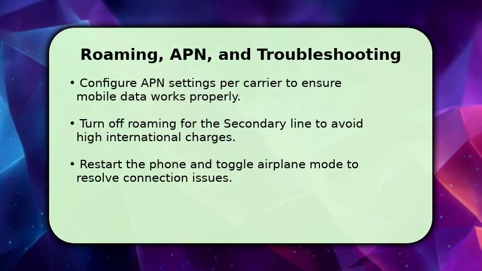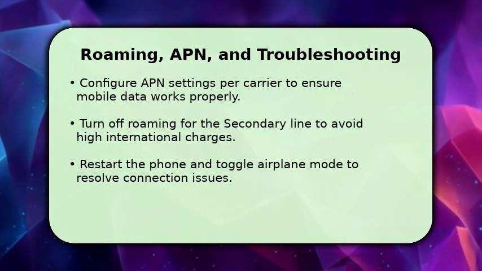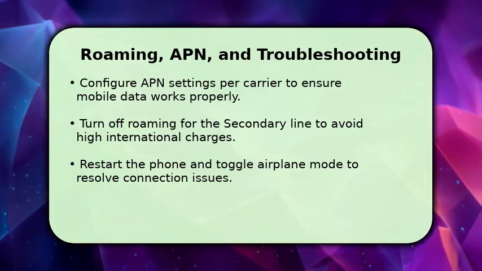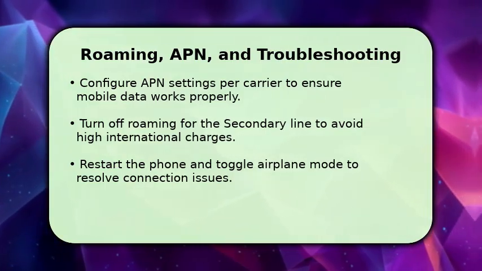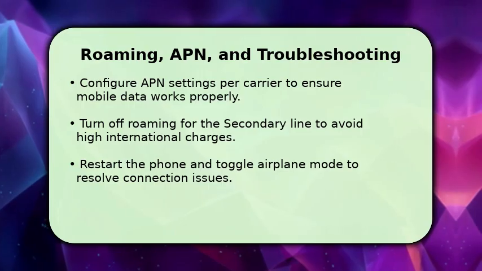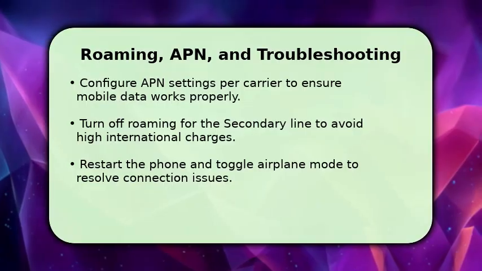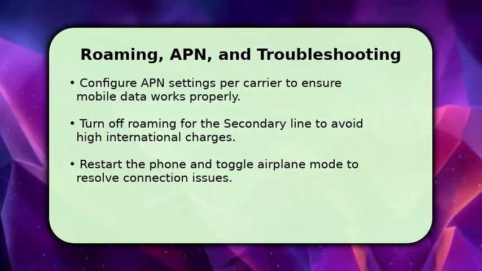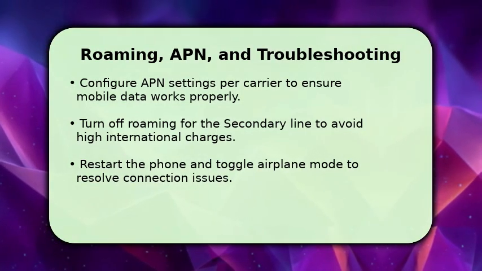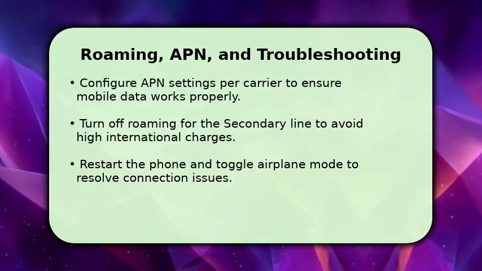Finally, configure roaming, APN, and common troubleshooting steps for smooth operation. Enter APN settings provided by each carrier to ensure mobile data and MMS function correctly. When traveling internationally, turn off roaming for the secondary line to avoid unexpected charges and keep the primary line as your roaming line if needed.